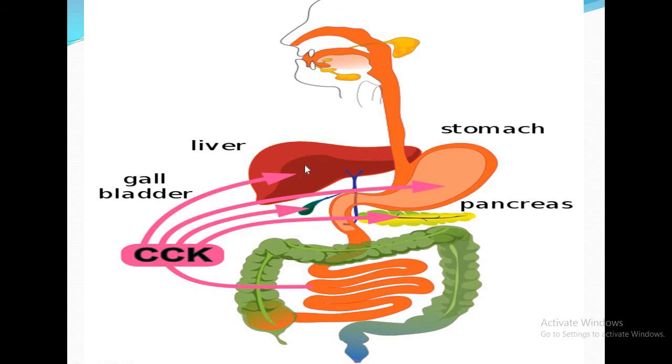Then the next is, you are observing here the common bile duct and pancreatic duct, which enter into the stomach.